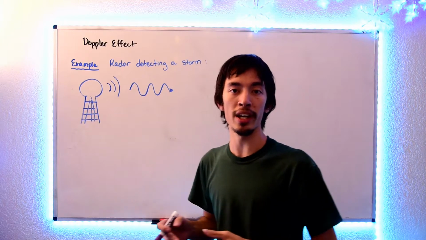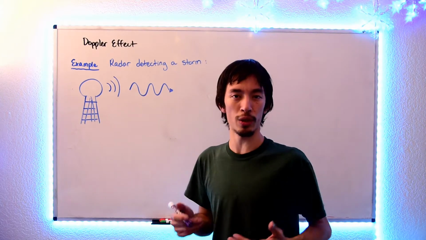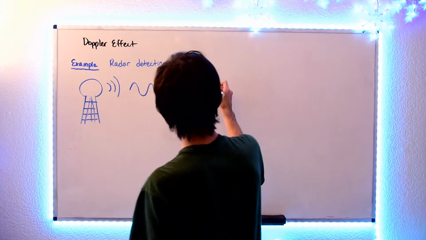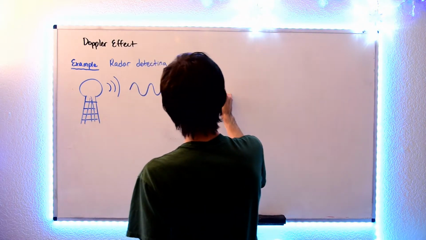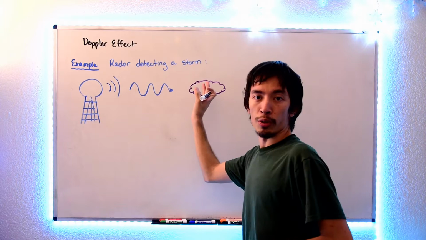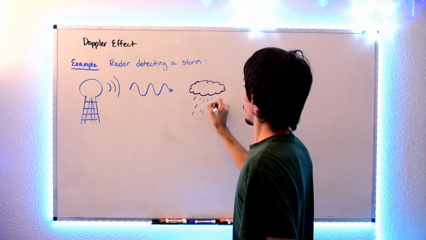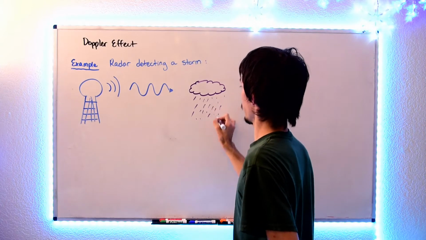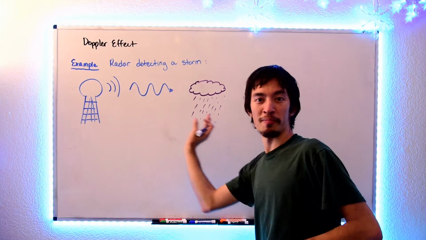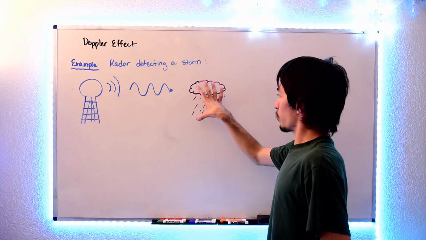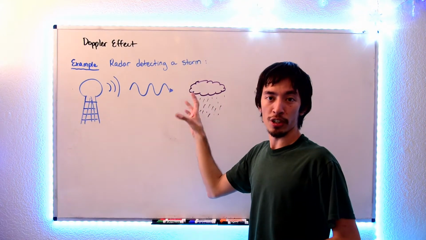Which way is it going? What is it doing? How strong is the tornado? So it's very, very cool. But let's say you have some cloud or a storm, and there's rainfall coming out of it. Now, the storm would have a direction of movement.